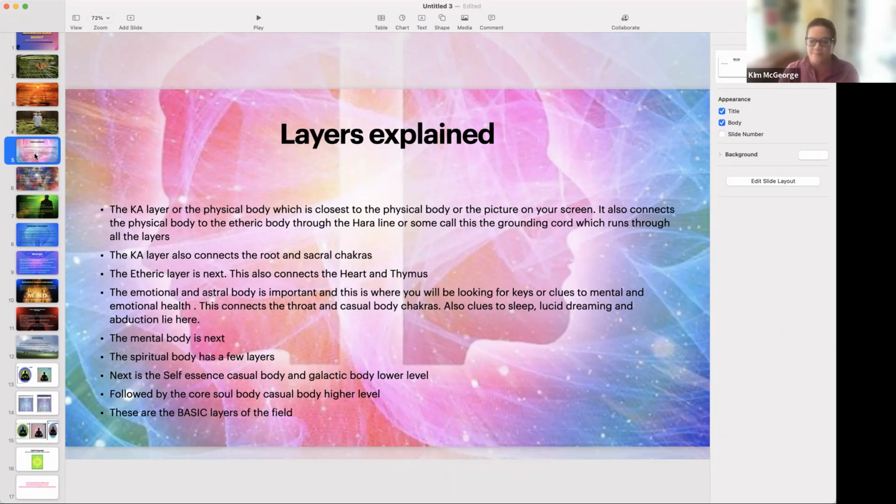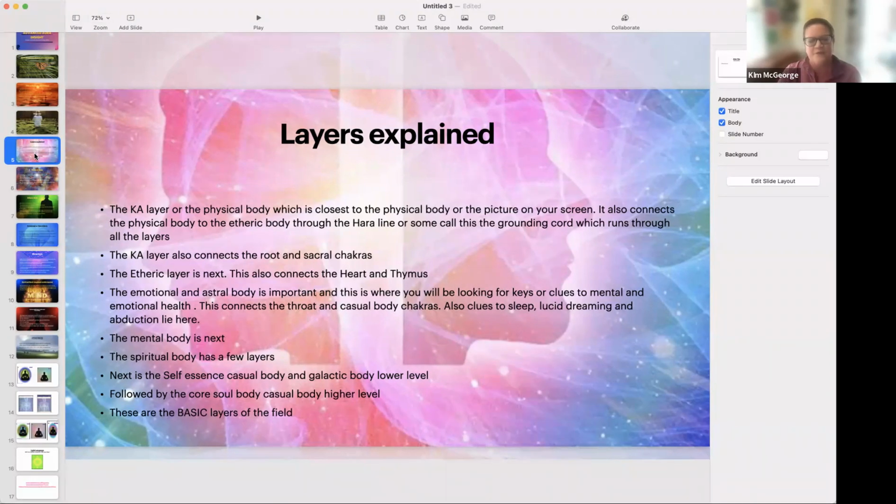And again, we're coming up into the higher chakras, the heart and the thymus. The emotional astral body is important. You're going to be looking for clues there to mental and emotional health. And that's why I really like this, because let's say you have a client that's like, I'm a mess. I can't stop crying. I'm waking up in the middle of the night. I'm anxious. You don't even have to look at all the other stuff. You can just go there, register the color, use that as a guide to what panels you want to pull, and we'll show some examples.